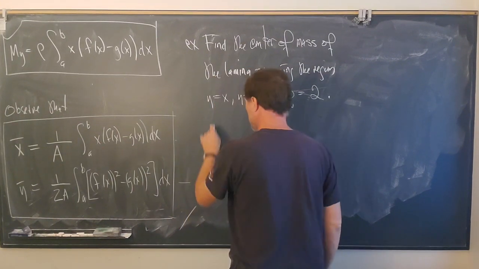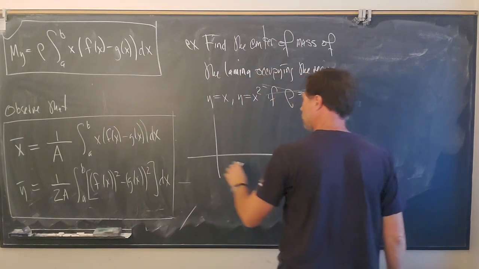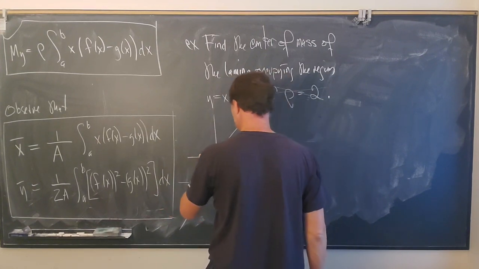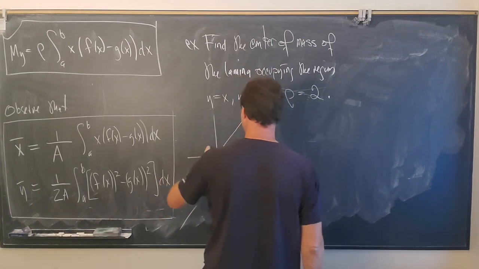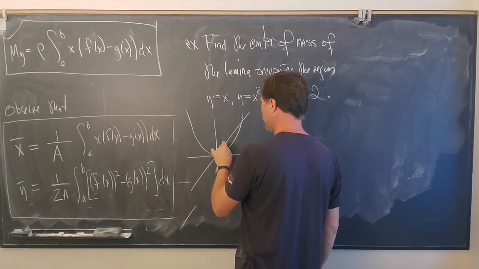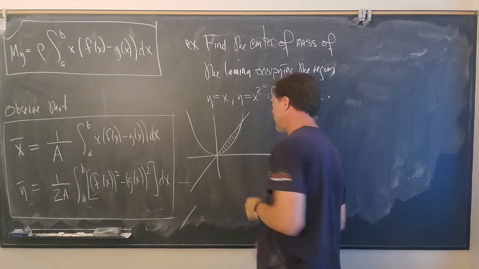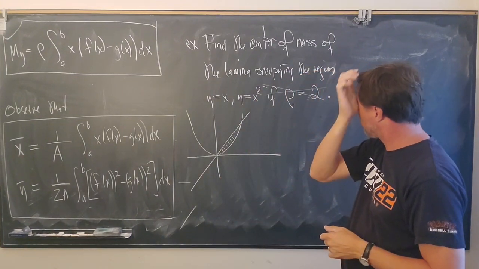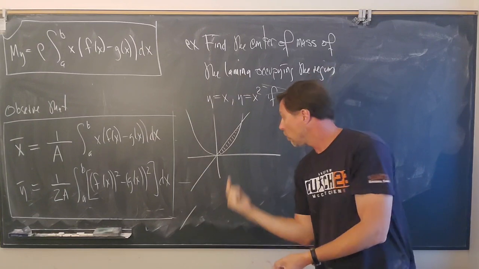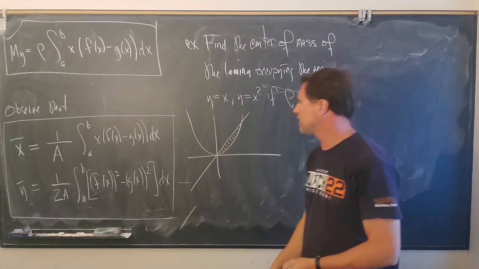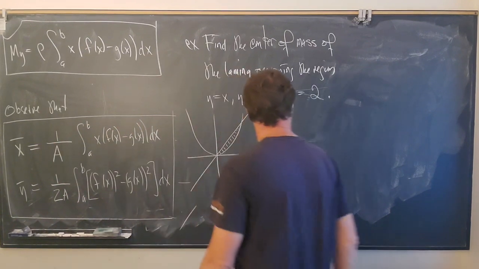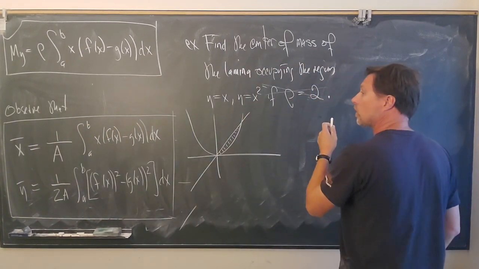Okay, so now what do I need to do? Let's just draw the picture real quick. I've got the line y equals x. I've got the parabola y equals x squared. And what we're looking for is the center of mass of that thing right there. If you can imagine taking that shape and holding it, what we're trying to find is the balancing point. And so we just need to use these formulas right here. So let's compute each one of them separately.